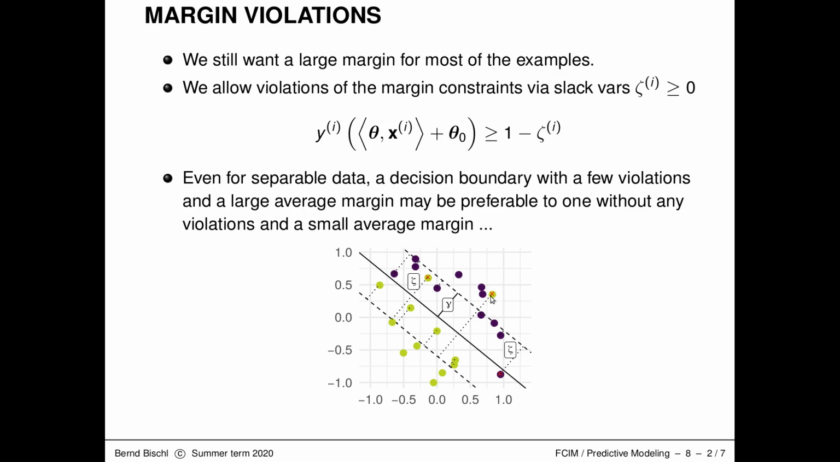And for this guy here, it's even worse. The point is not even on the wrong side of the margin, it's even on the wrong side of the hyperplane. So it has an even larger xi i. And yeah, the gamma is this here. That's defined as before. That doesn't change.